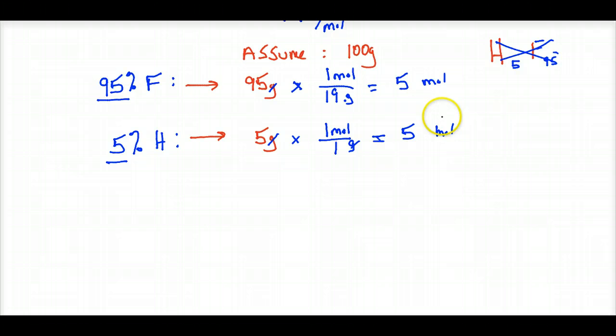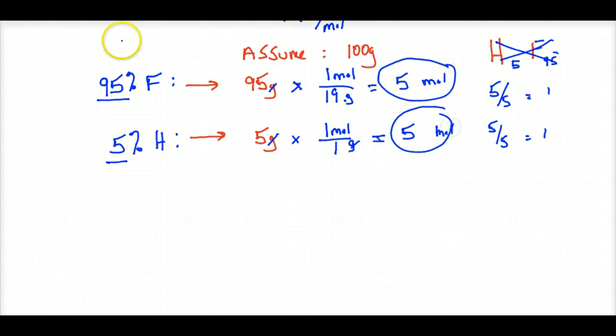Next step, we're going to make a ratio. How do we do that? We divide by the smallest number. In this case, they're both the smallest number, so 5 divided by 5, 5 divided by 5, we get 1 apiece. And guess what? This is a how many number. They are the same. We have equal numbers of H's and F's. How can that be if 95% of the mass is fluorine? Easy. Fluorine is more massive. So this is HF. And that's its empirical formula.